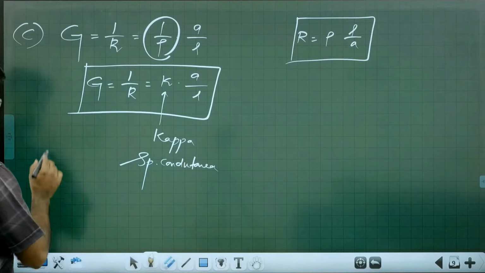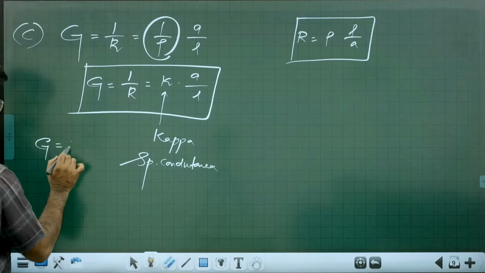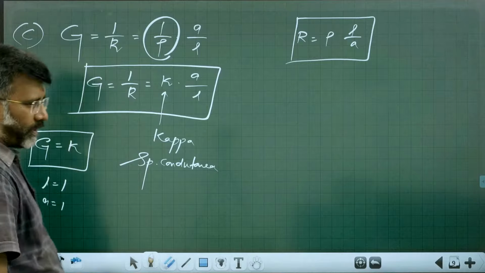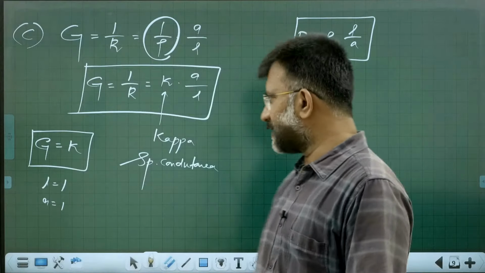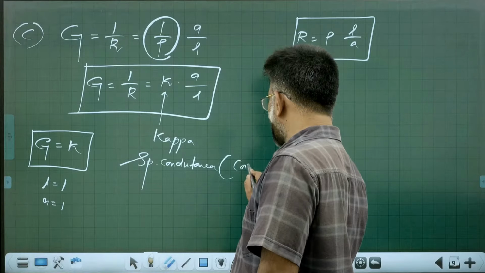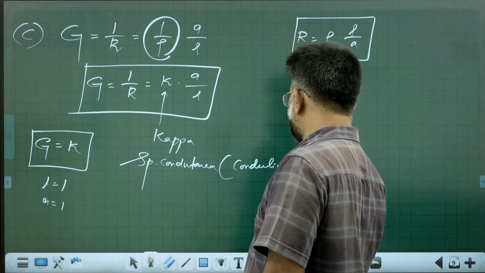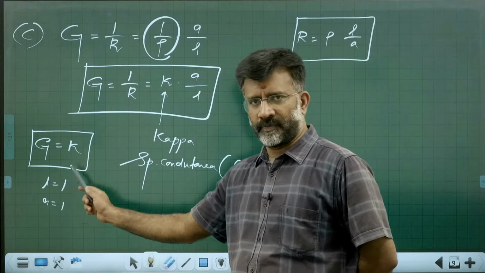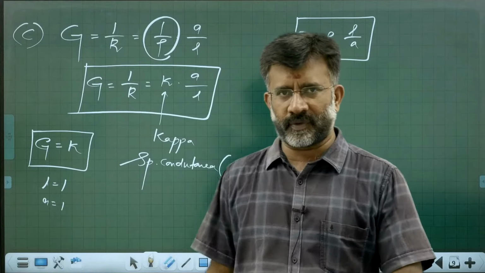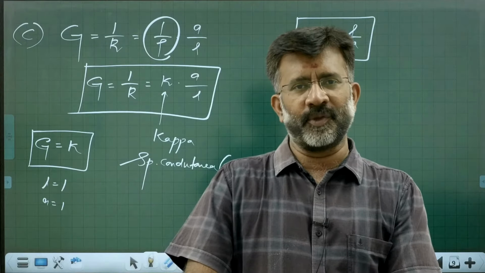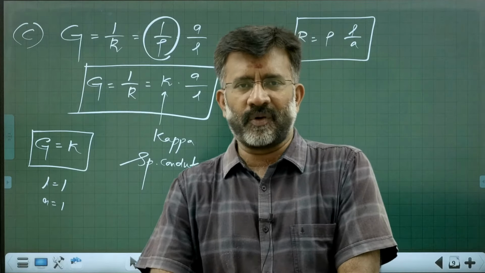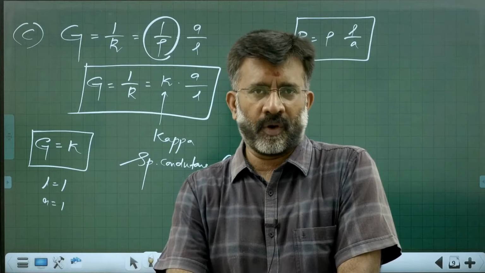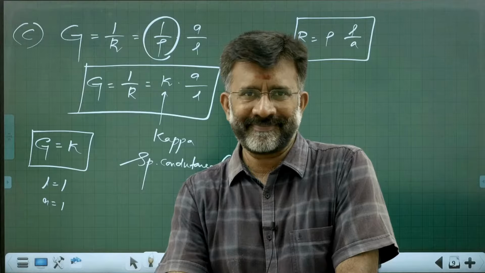What is specific conductance? Specific conductance kappa is equal to G when L equal to 1, A equal to 1. Specific conductance is also called conductivity. Conductivity is defined as the conductance offered by a conductor of unit length and unit area of cross section, or in case of electrolytes, unit volume. So it is the conductance offered by unit volume of solution, that is kappa, conductivity or specific conductance. Is it clear?